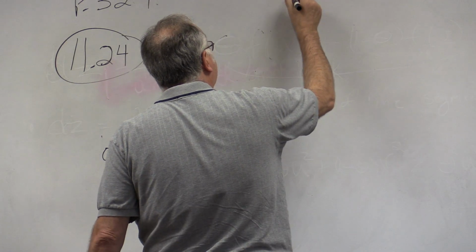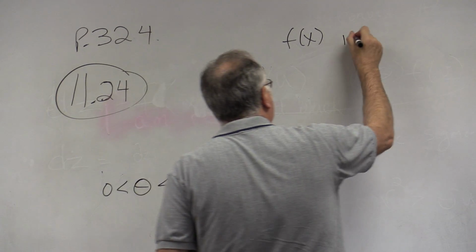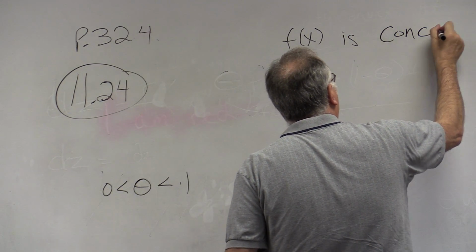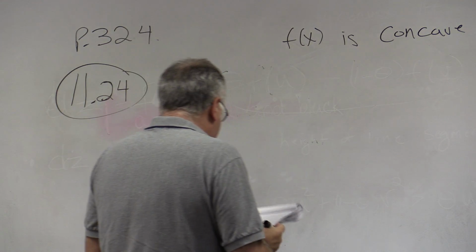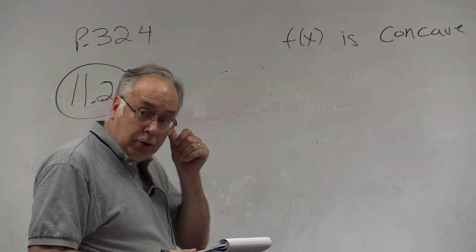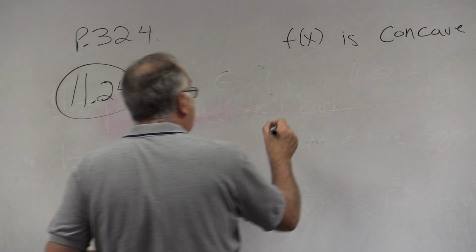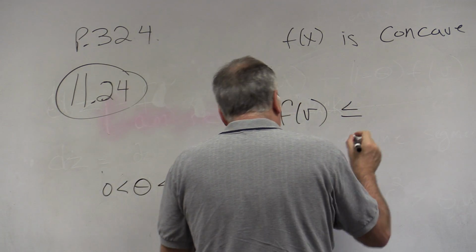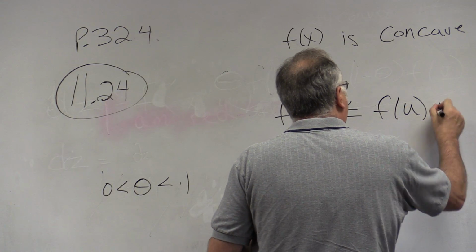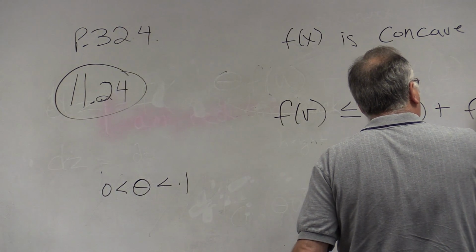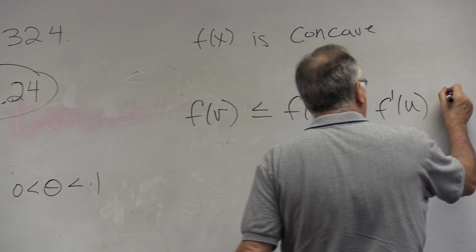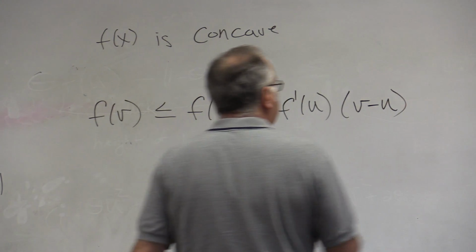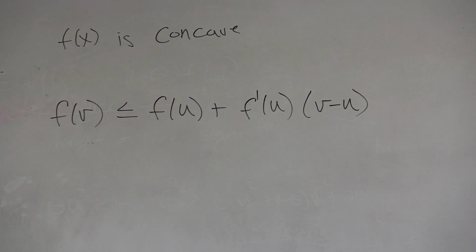And this is the case where f of x is concave, if and only if for any two distinct points u and v, we have the following: f of v is less than or equal to f of u plus f prime of u times v minus u. And perhaps it would be helpful if I draw a picture first before we get into the math.